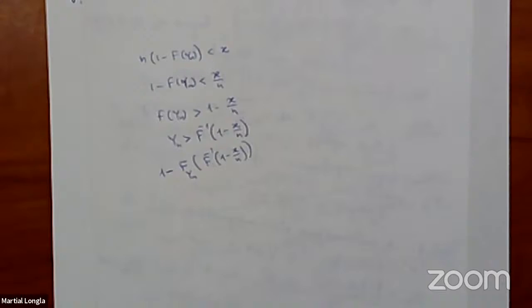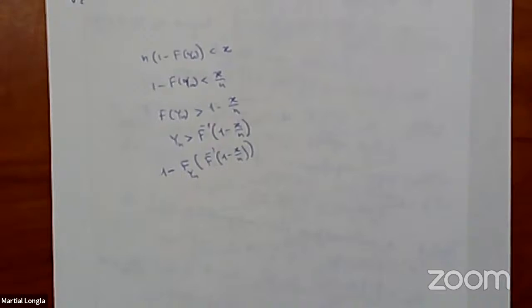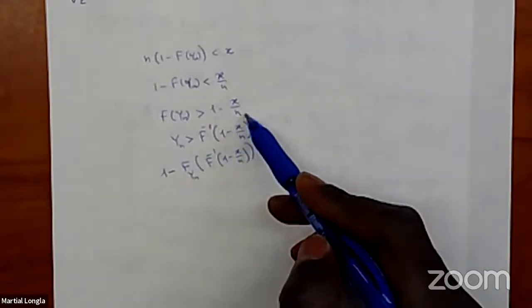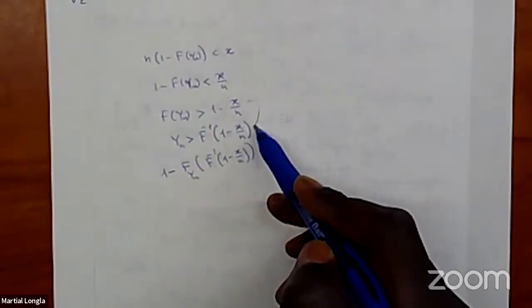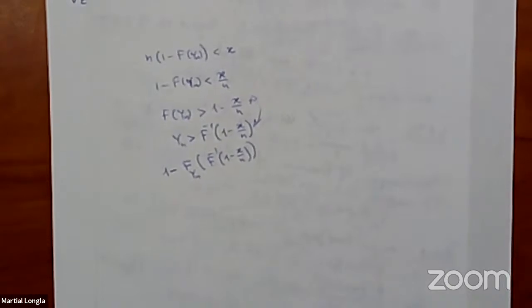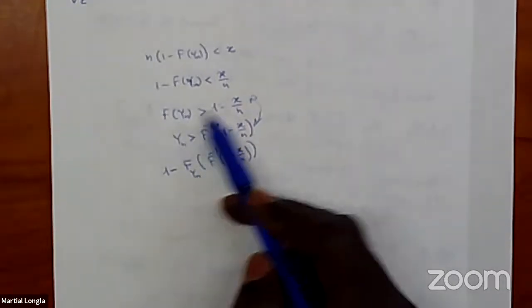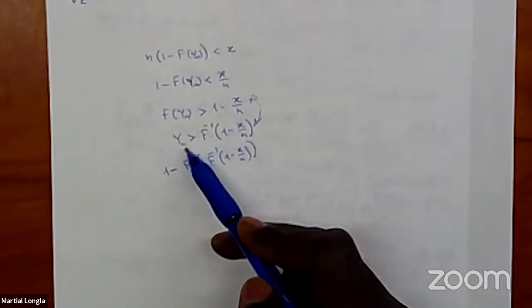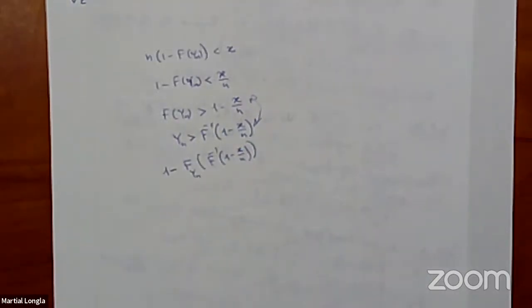Why can I do this? The CDF is a non-decreasing function, right? You need a justification to go from here to here. And I'm saying the justification would be that the CDF is a non-decreasing function. Therefore, if it's increasing and I apply the inverse, Yn will have to be larger than that.